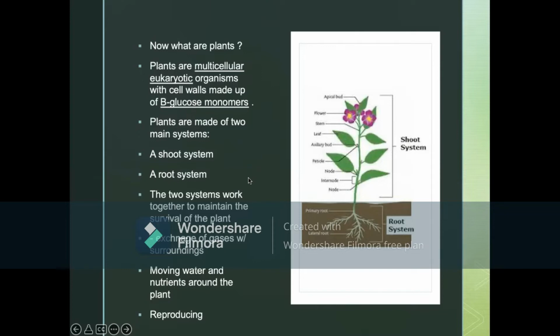Okay, so plants are made of two main systems, the shoot system and the root system. As you can see, the root system is made up of the primary root and the lateral root, or we sometimes call it the secondary root. And the shoot system is made up of the flowers, the leaves, and the stem, and these two systems work together in order to maintain the survival of the plant. The survival of the plant includes exchanges of gases with the surroundings, movement of water and nutrients internally throughout the plant, and reproducing in the flowers.